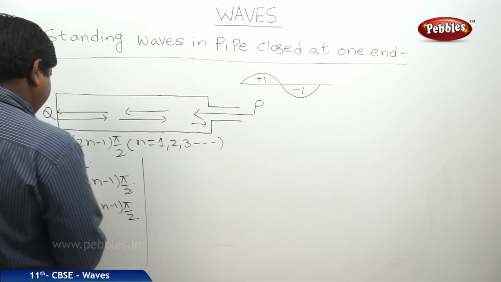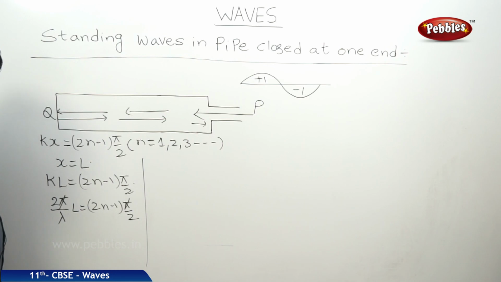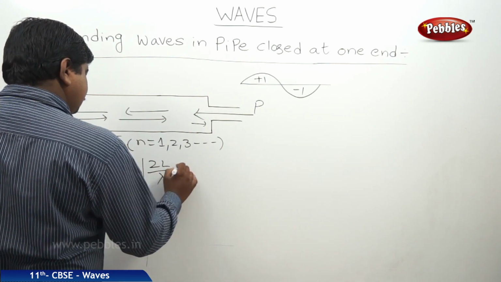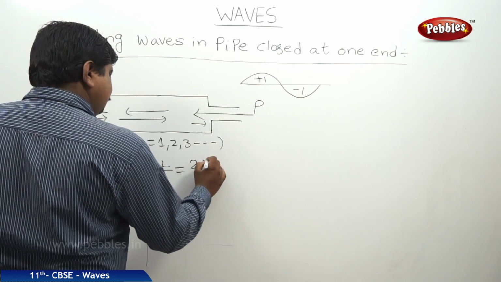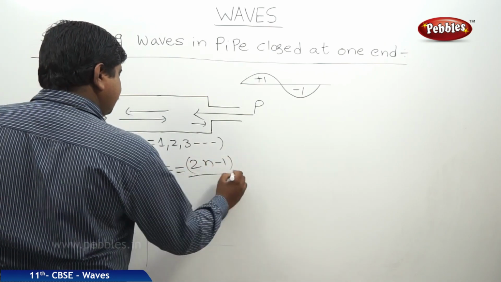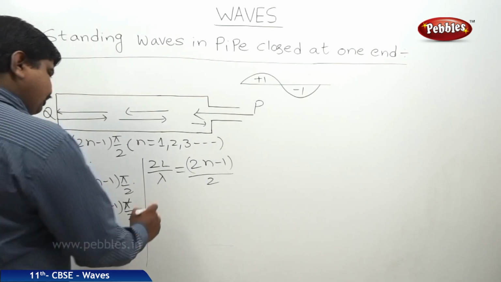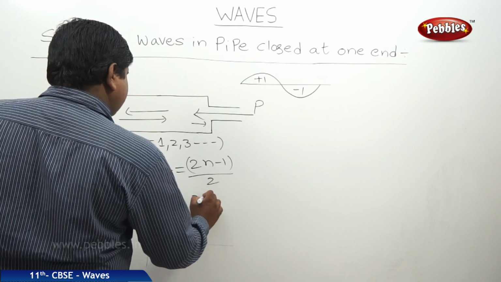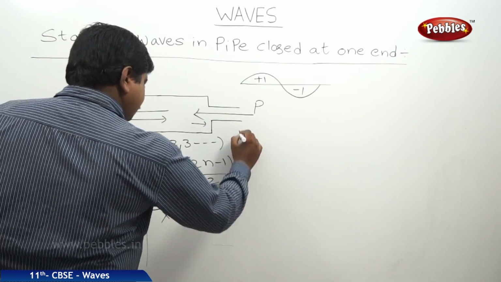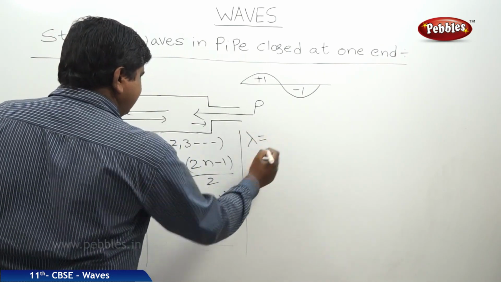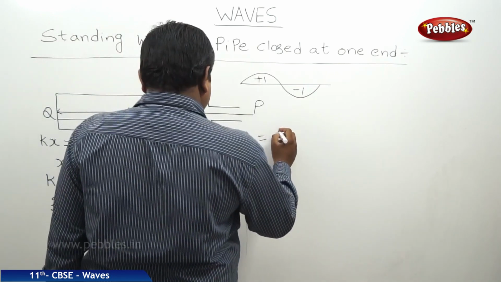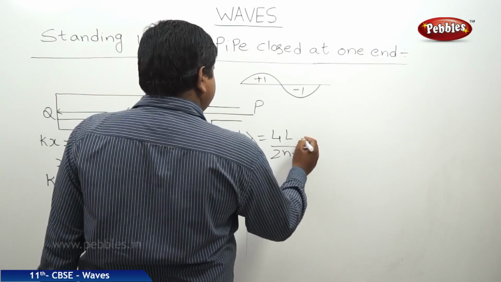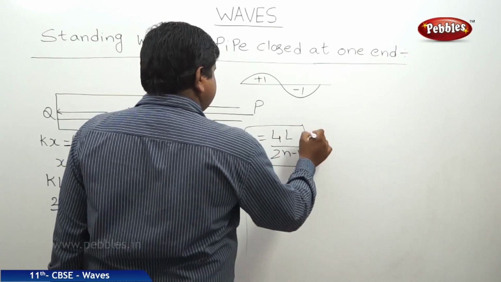Therefore, this pi and pi get cancelled. 2L by lambda is equal to (2n minus 1) by 2. 4L by lambda is equal to 2n minus 1. Therefore, lambda is equal to 4L by (2n minus 1). This is the wavelength.